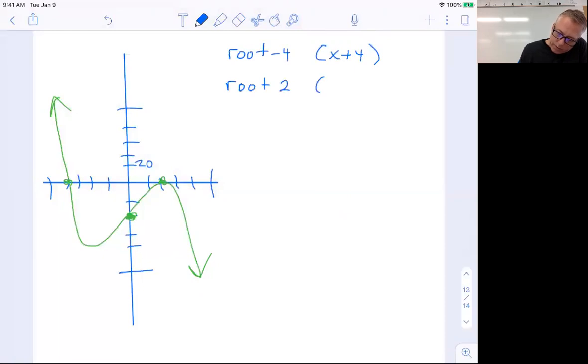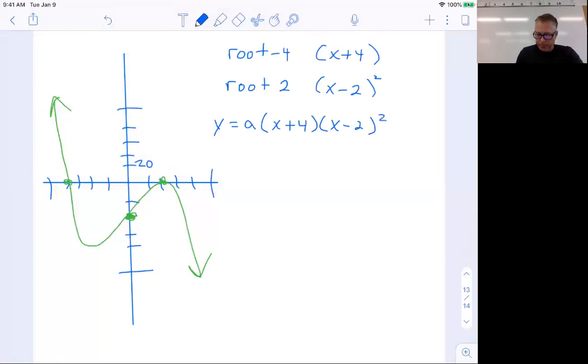We have a root at +2, so we have x minus 2 as a factor. Now it does bounce there, so I'm going to make that squared. Okay, because it bounced here at +2. So now I want to write the equation with a in there. So I get y equals a times x plus 4 times x minus 2 quantity squared.